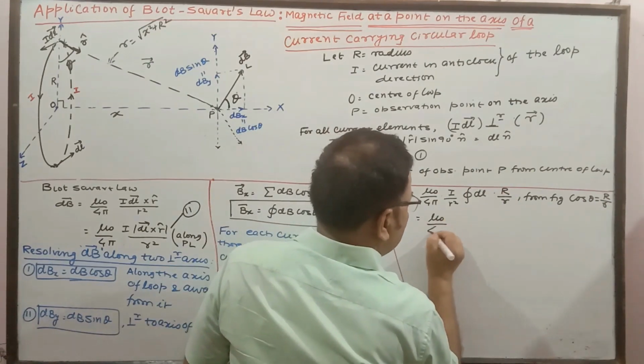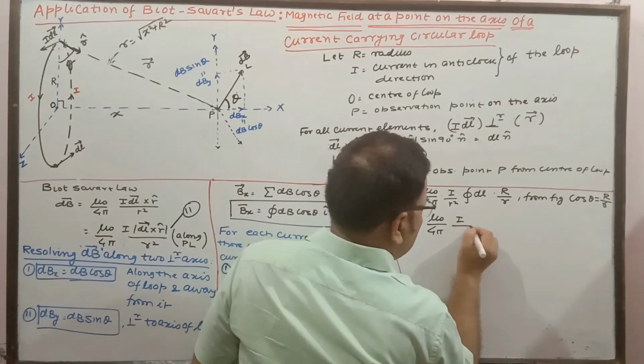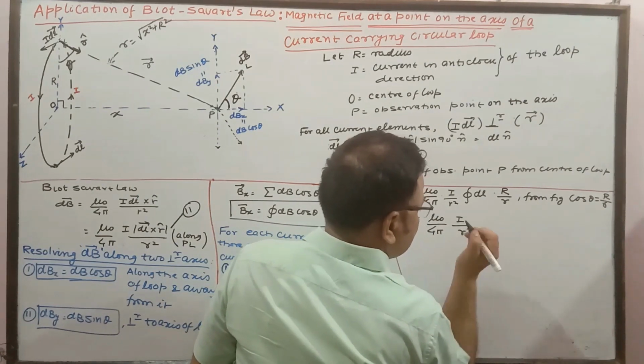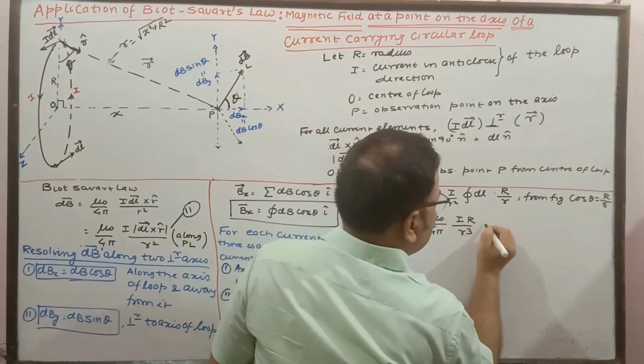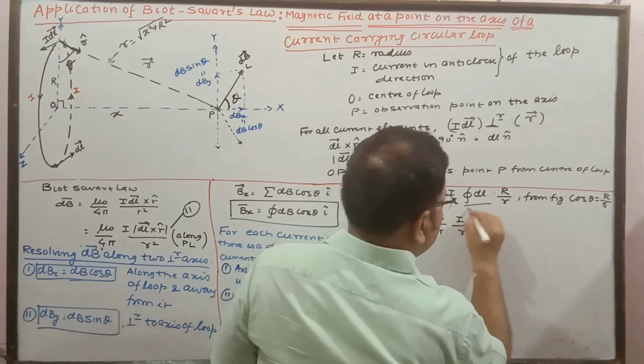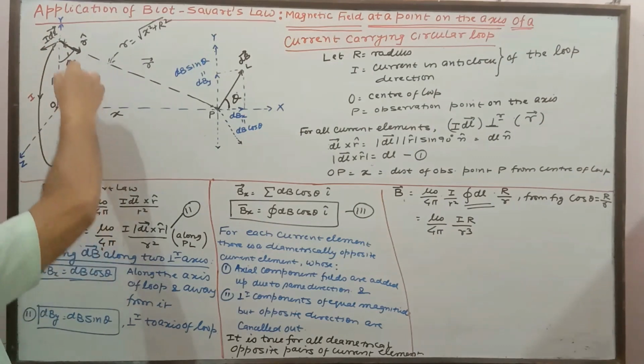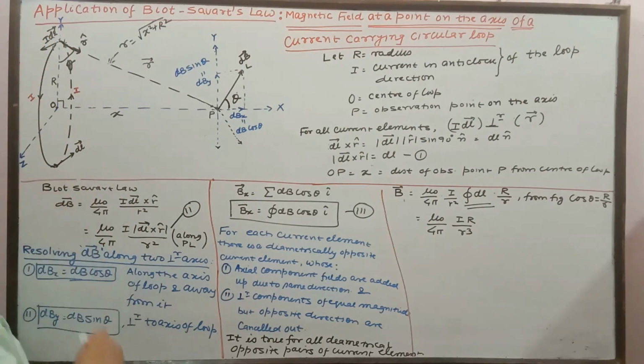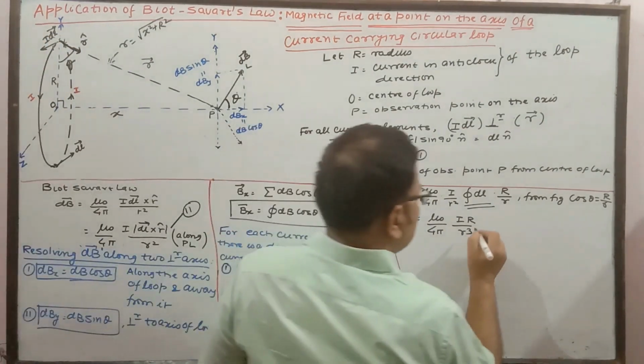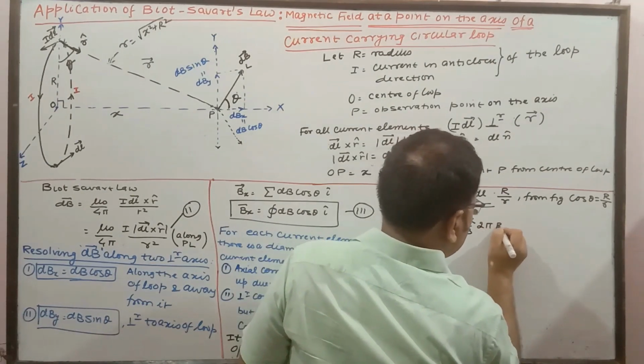So mu naught upon 4 pi, I upon r square. This r is coming here, so this is r cube into R, and integration dl. What is the value of integration dl? That integration dl is the length of the loop, and that is 2 pi r. So directly we can put here 2 pi r.